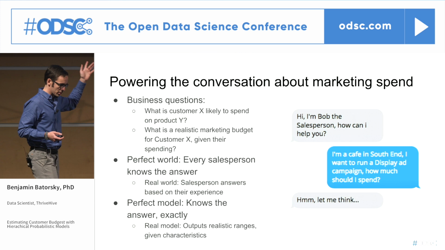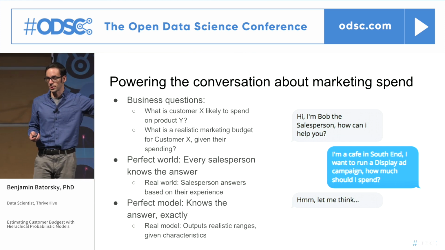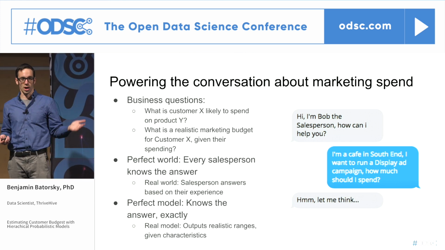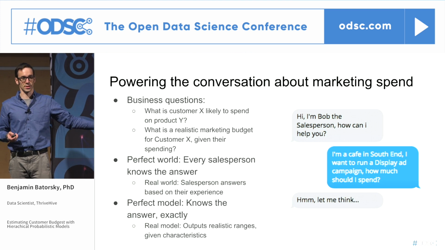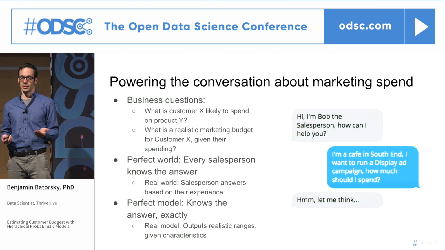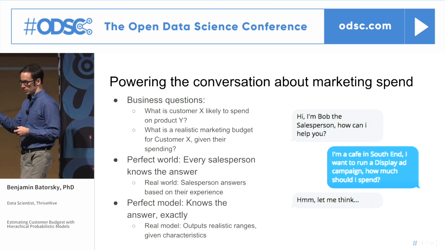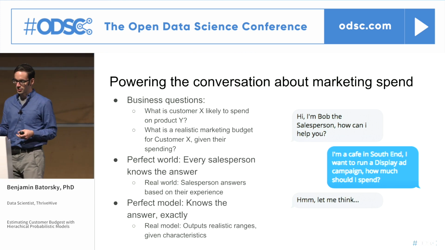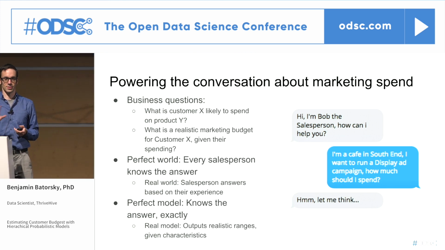So this is an imagined conversation, but it's a conversation that comes up a lot with the sales team. A customer will come in, new to digital marketing services. They will be pretty familiar with the business that they do, but they won't know what is the best spend level or what is the best product for them to purchase. So here's an imagined exchange between Bob the salesperson and a cafe in the South End. South End in Boston is kind of a ritzy, fancy area.